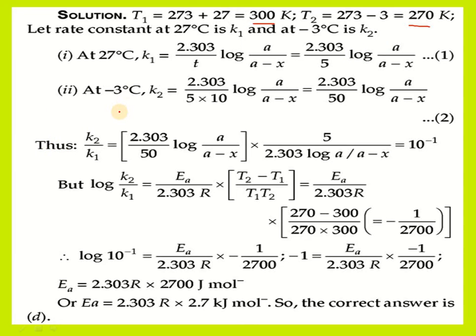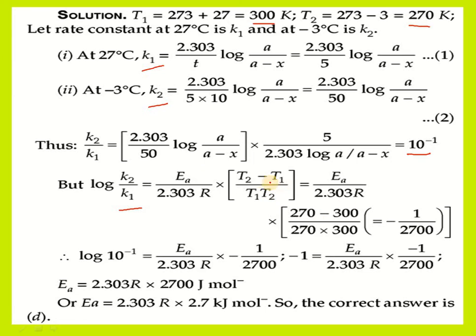If you use the Arrhenius equation in logarithmic form here, then from the first order rate constant values, we get 2.303 by 5 into log A by A minus X at 27 degrees Celsius, and at minus 3 degrees Celsius 2.303 by 15 into log A by A minus X. These two equations you substitute in this one. Then we first got the ratio K2 by K1 is 10 power minus 1. So log K2 by K1 will become minus 1.